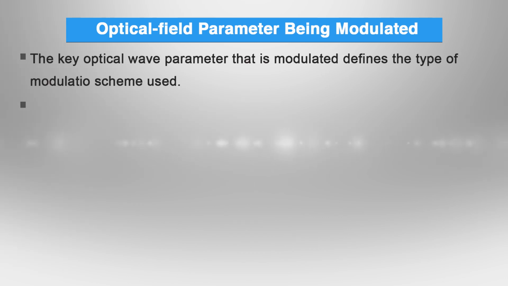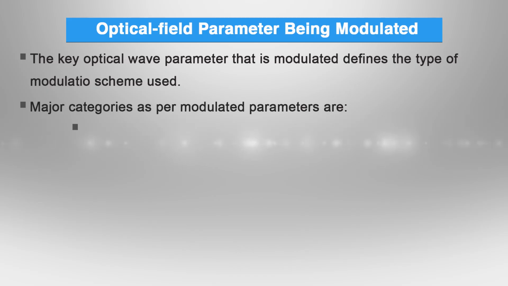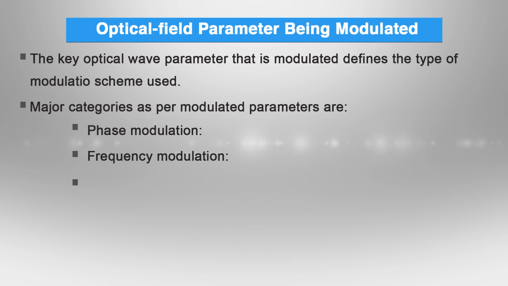The key optical wave parameter that is modulated defines the type of modulation scheme used. Major categories as per modulated parameters are: first is phase modulation. The phase of the optical carrier wave is varied to encode information while its amplitude remains constant. This can be implemented via refractive index modulation. Second is frequency modulation. The frequency of the optical carrier wave is varied based on the message signal, while its amplitude and phase remain unchanged.